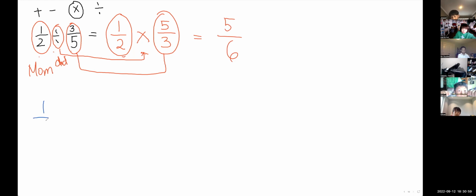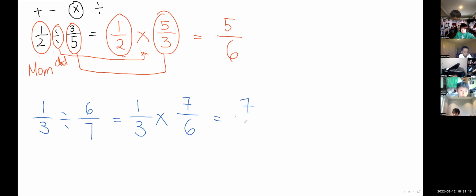Okay, so let's try this one: 1 over 3 divided by 6 over 7. How do you do it? 1 over 3, don't change. Daddy, change to multiplication, and yourself, flip. So the answer is 7 over 18. Pretty simple. But you have to remember, mommy, don't change anything. Daddy change and you flip.